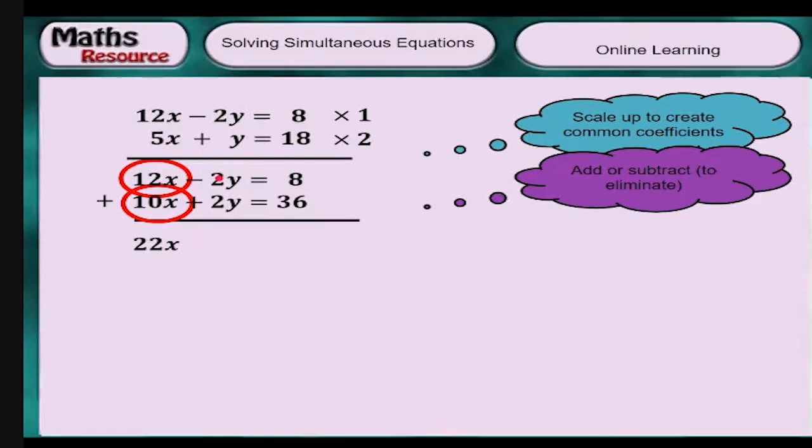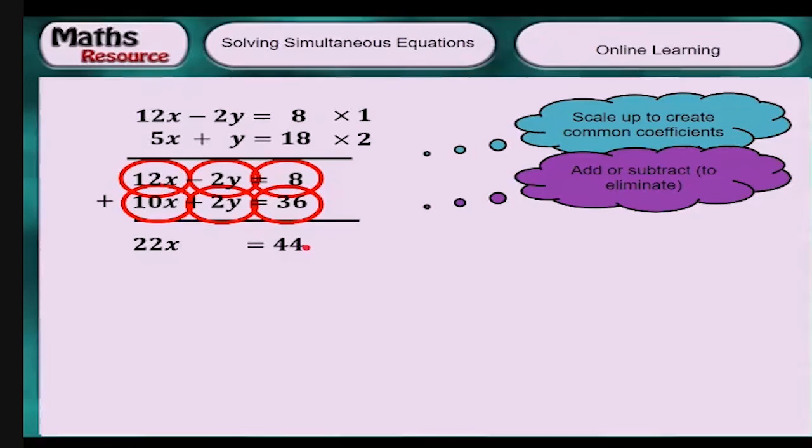I've got a minus 2 and I'm adding a positive 2y. So I've got a negative 2y and I'm adding a positive 2y. If I start on minus 2 and I add a positive 2, that takes me to 0, doesn't it? Think of a number line. They've cancelled each other out now. I've got 0. I bring my equal sign down and I do 8 add 36.